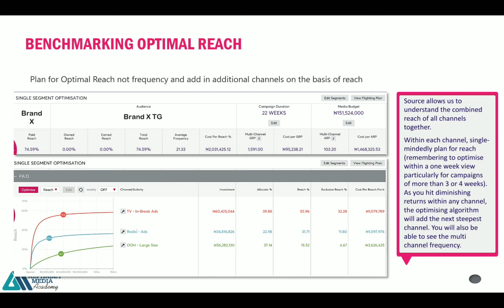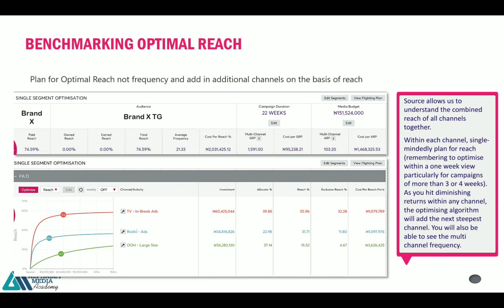Essentially, it allows us to understand what the combined reach of all the channels will be. Within each channel, we can single-mindedly plan for reach, remembering that we need to optimize within a 1 week period, and then we can flesh out that campaign over 4 weeks, 8 weeks, and so on. The moment we hit diminishing returns within a certain channel, we can move investments to the next channel that has the best possibility of delivering maximum reach for that target audience.